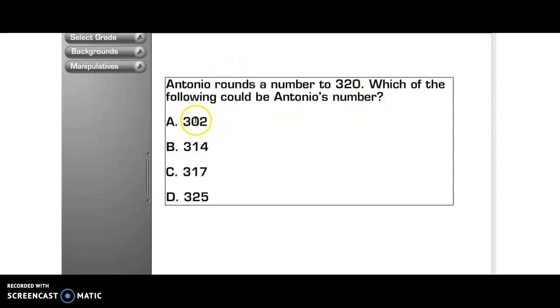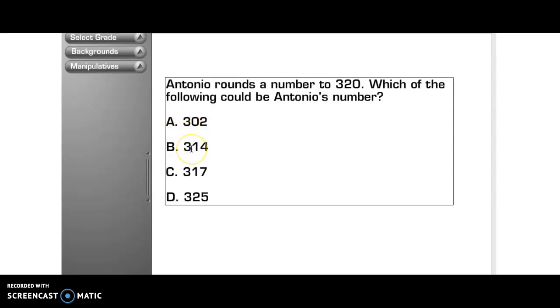Well, if I round to the nearest 10, it would be 300 because I would be circling the 0, underlining the 2, and that would be 300. And if I was rounding to the nearest 100, it would be 300 as well. So it can't be letter A.